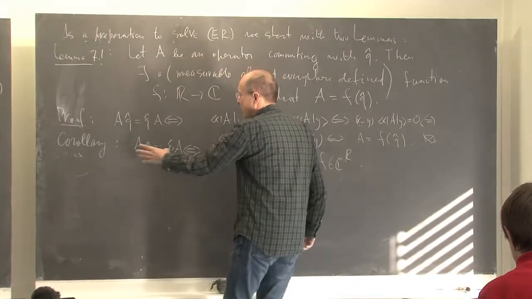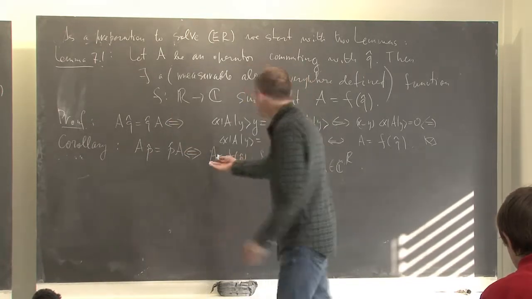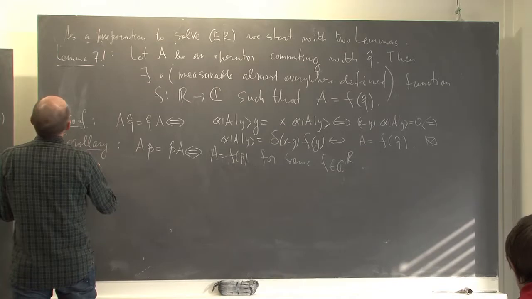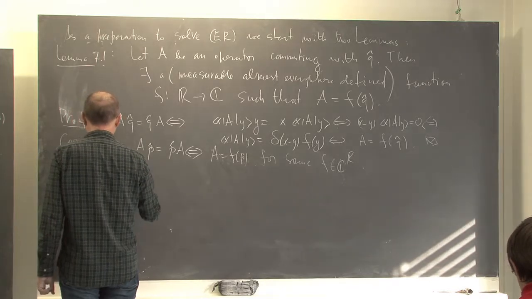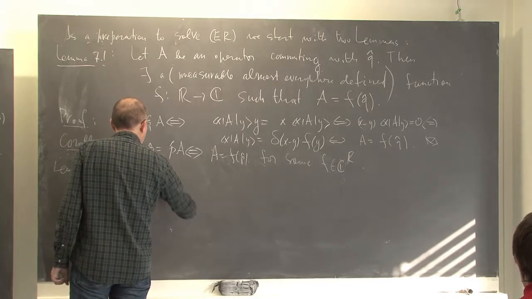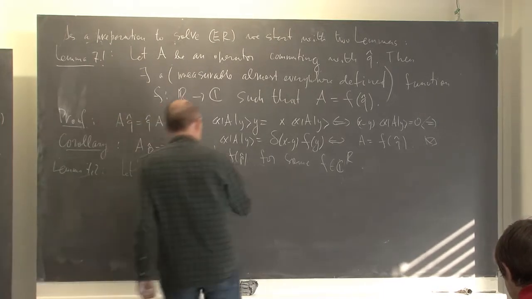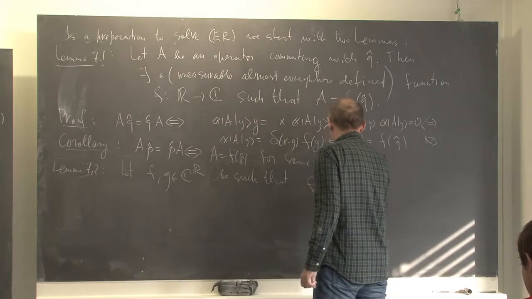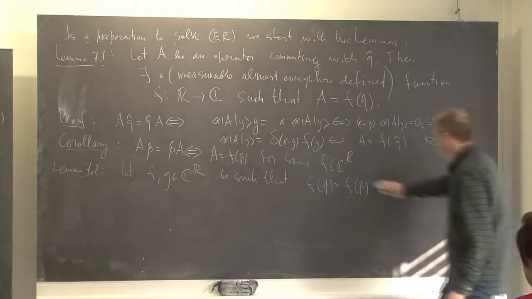Because it suffices to conjugate by the Fourier operator, and then we are at the lemma. So, no difference. And now Lemma 7.2 says that: let f, g be two functions in C^R, such that f(Q) = g(P).